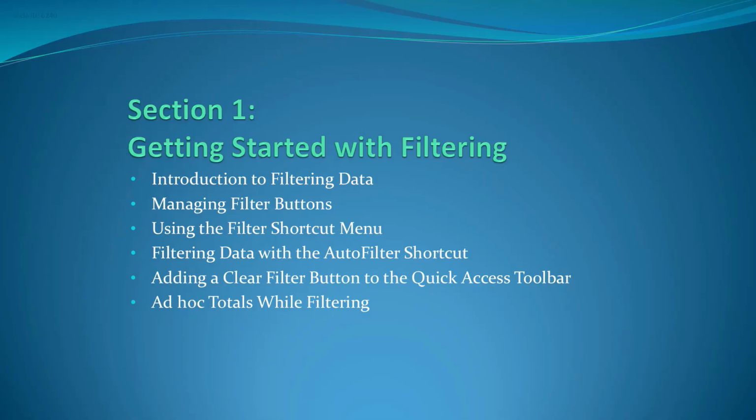Our first section is going to give us an introduction to the filter feature. From there, we'll see how we can manage the filter buttons. I will show you some shortcuts for filtering. There's a right-click menu we can use. We can also create a keyboard shortcut that works in certain instances with filtering. And we can take that up a notch too by adding a clear filter command to the quick access toolbar, because typically when we filter, we then need to unfilter, and there's a clear command that removes the filters. And then at the end of the section, we'll see how to create some ad hoc totals while filtering.